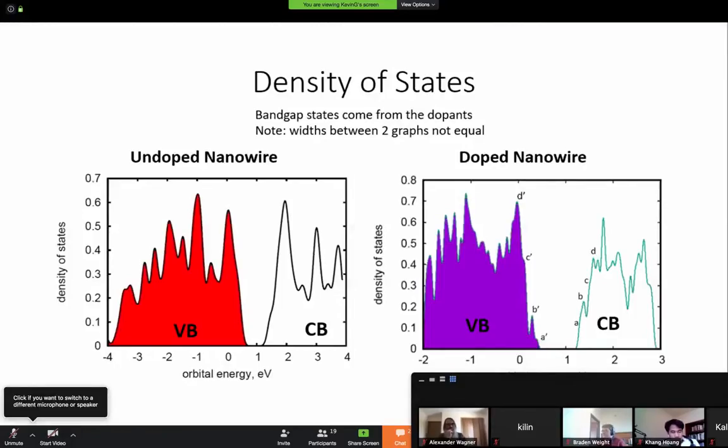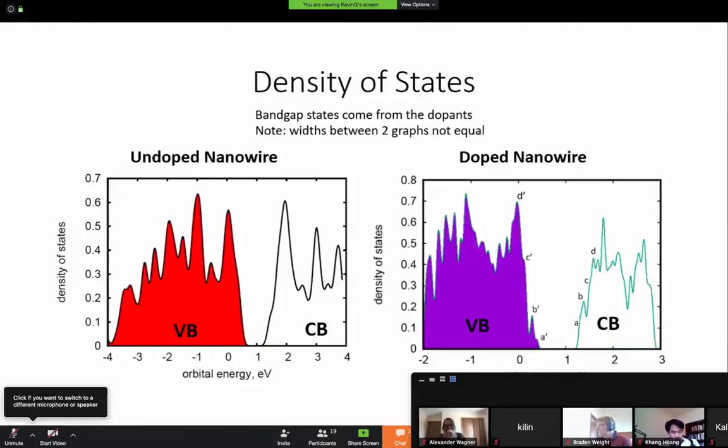Okay, so now for my results, the first thing I have here is my density of states. Right here is my doped nanowire, and here is my undoped nanowire, valence band, conduction band, valence band, conduction band.